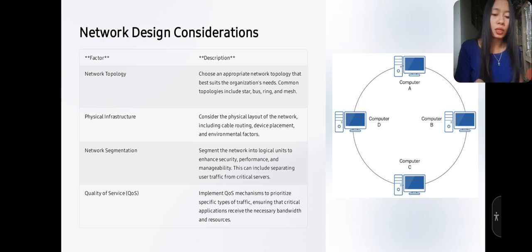However, it has some disadvantages, including the cabling. Star topologies require more cabling than other topologies. The next is the central hub. If the central hub fails, the entire network will be unusable. And the last is cost. Star topologies can be more expensive than other topologies because of the cost of the connecting devices. And that is the star topology.